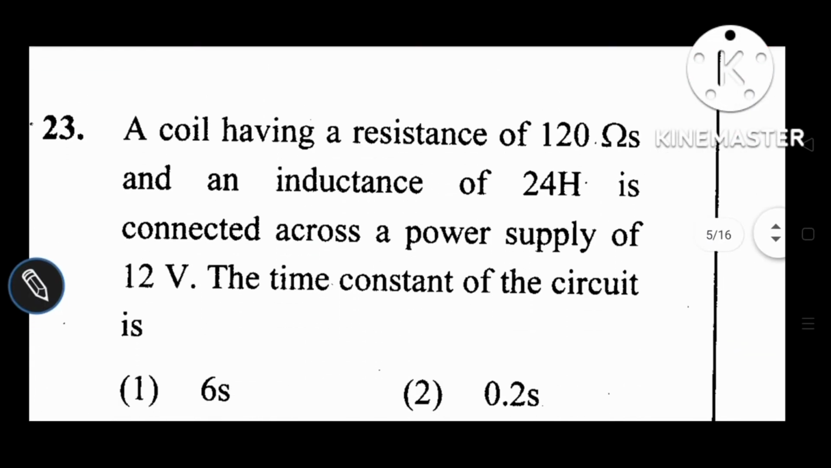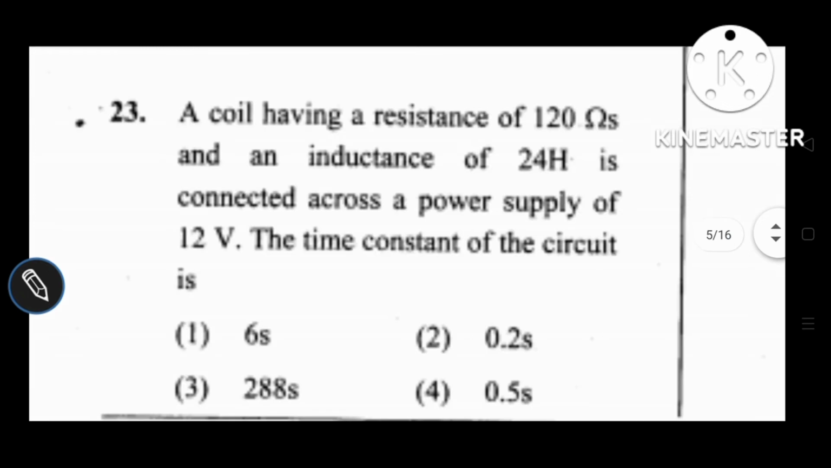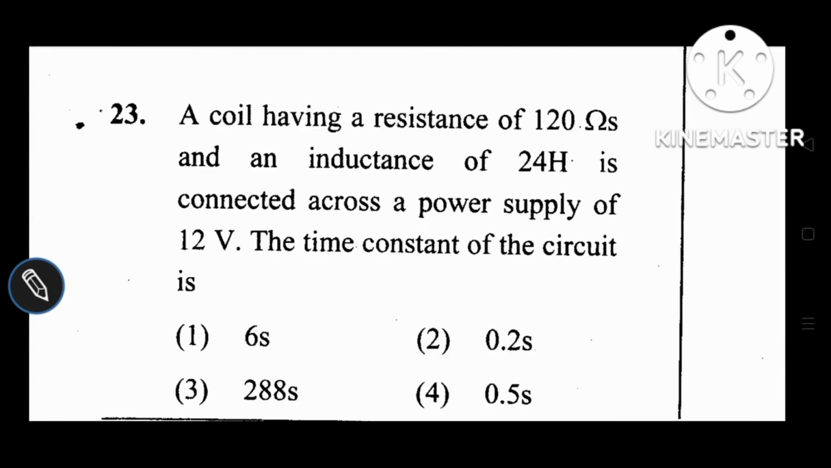Next, question number 23. A coil having a resistance of 120 ohms and an inductance of 24 Henry is connected across a power supply of 12 volt. The time constant of the circuit is. We are going to use the formula for the time constant, T is equal to L divided by R. On dividing, we'll get the answer as 0.2 seconds.